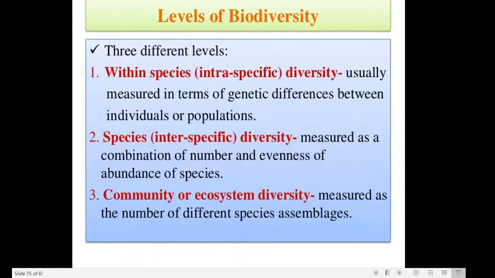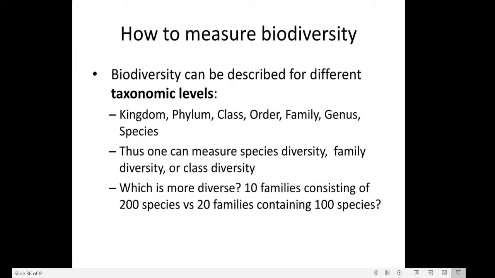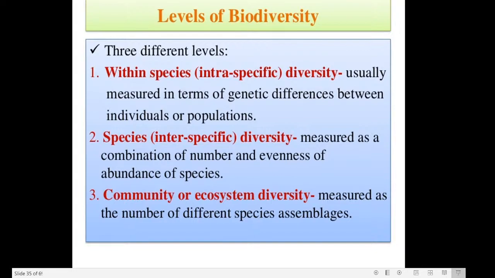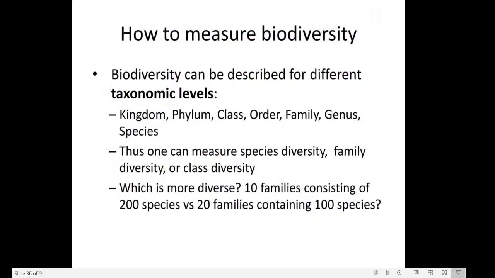There are three different levels of biodiversity: within species, that is intraspecies, between species, that is interspecies, and then community and ecosystem diversity, which measures the number of different species assemblages in one particular place. There are n number of species available there. We can calculate the biodiversity at a particular species level. How to measure? Okay, these are only counts. We can calculate in one group or different groups or in an ecosystem. Here, how we can cover it is taxonomical level counting.